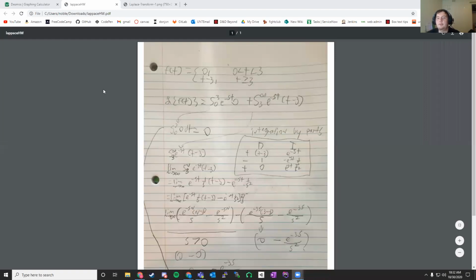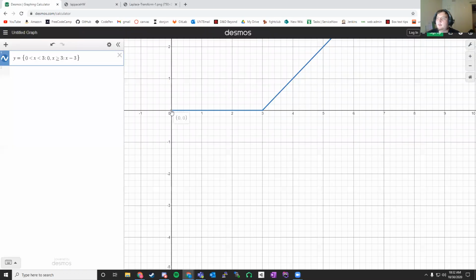Hello, today we're going to be solving a homework problem. Specifically, we're going to be finding the Laplace transform of this piecewise function. To get a better idea of what this looks like, I've graphed this piecewise function. So here, from 0 to 3, I get the point.